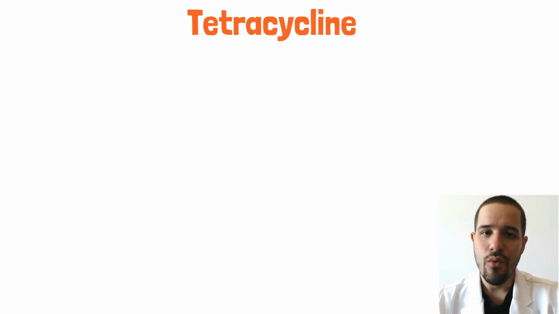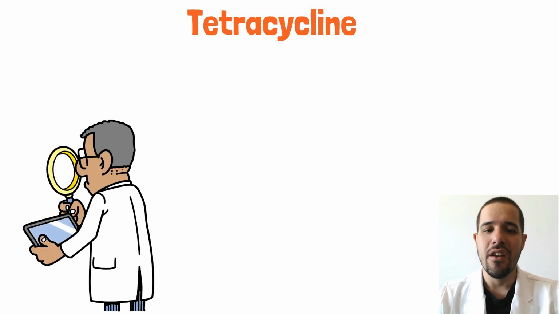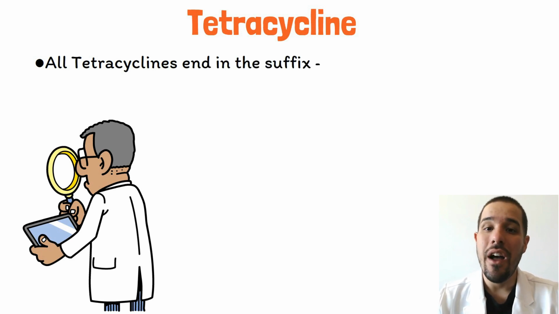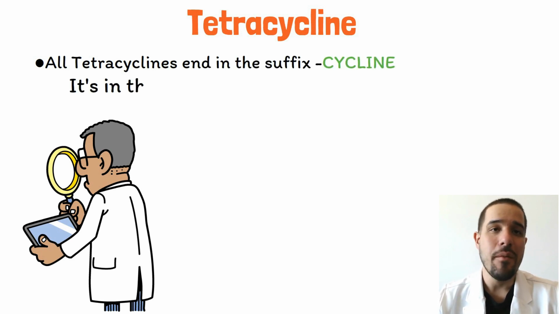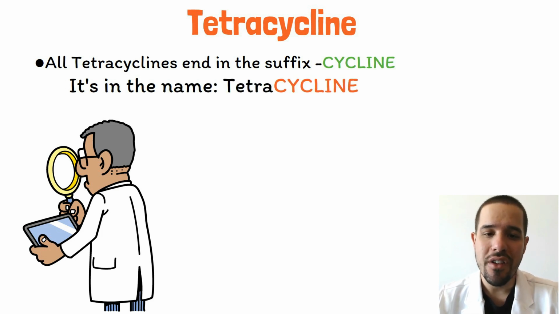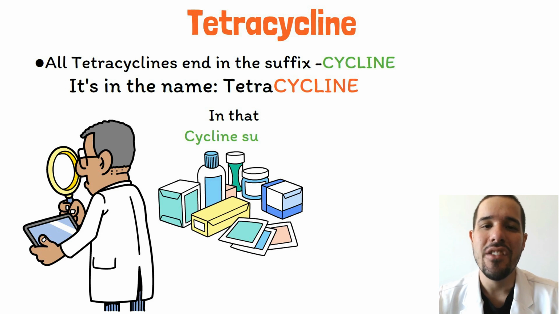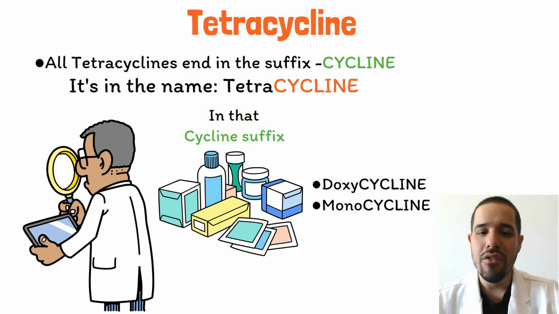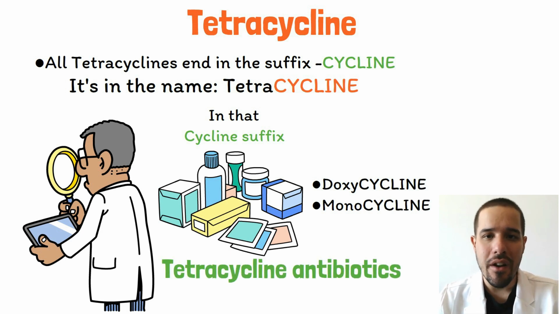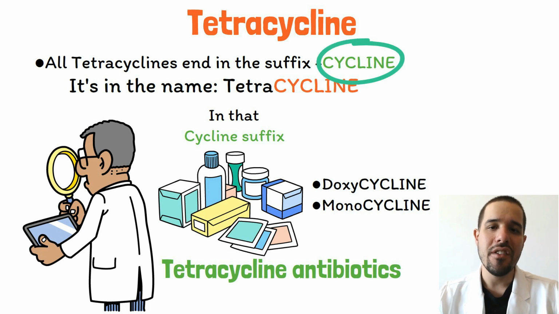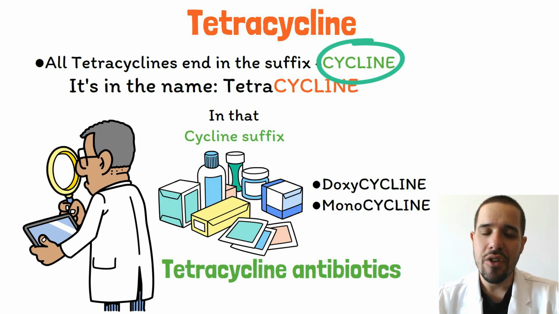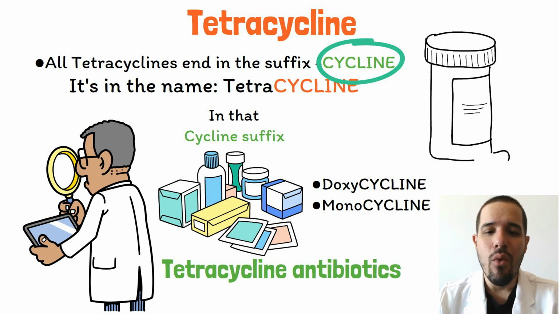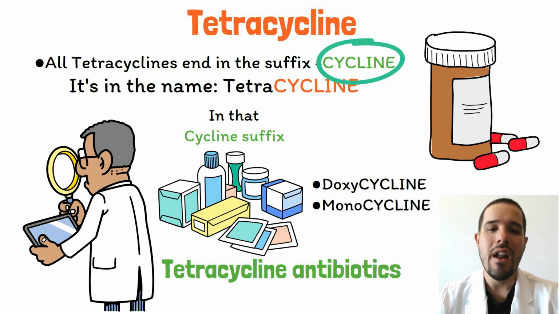So, tetracyclines. We're going to start off with how to identify a tetracycline on an exam. Like other antibiotics, tetracyclines are very forgiving in the sense that they all end in the suffix cycline. The same way it's in the name tetracycline, all the drugs in this subcategory end in that cycline suffix. Whether the drug is doxycycline, tigecycline, minocycline, these are all tetracycline antibiotics. And if you can identify that suffix on an exam, you can correlate the other things we're talking about in this video to that question.